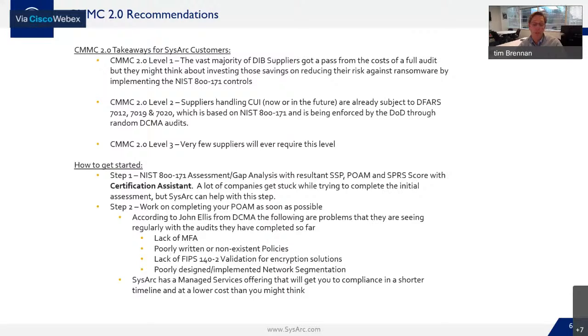It's not that easy, but it's certainly not very expensive to roll out multi-factor authentication across your organization. It's sort of low-hanging fruit that DCMA is looking at, the primary tool that people ought to be thinking about right away.